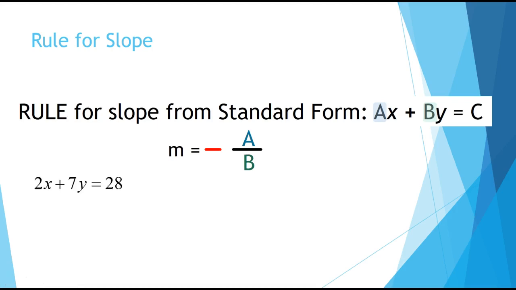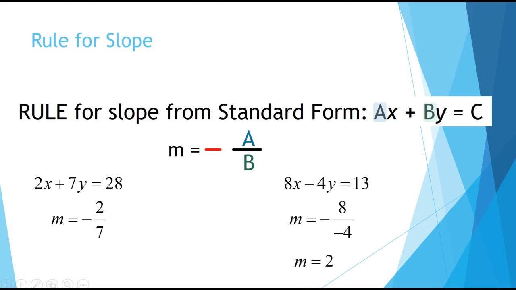As we're looking at 2x plus 7y equals 28, that slope is going to be the opposite of 2 over 7, the opposite of a over b. As we look at our next example, 8x minus 4y equals 13, our slope is going to be the opposite of a over b, or the opposite of 8 over -4. When we simplify, our slope is 2.